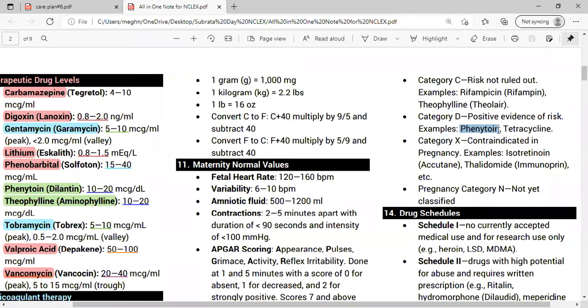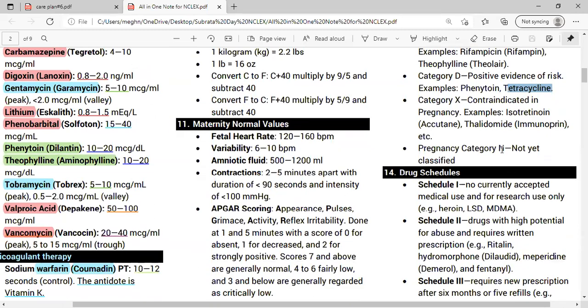So if the mother is pregnant, it is good not to give these, right? Also, tetracycline has a teratogenic effect on the body, on children. Category X is contraindicated in pregnancy. Example, isotretinoin. It is a medication we use for acne, right? Also, thalidomide. Pregnancy category N, not yet classified.